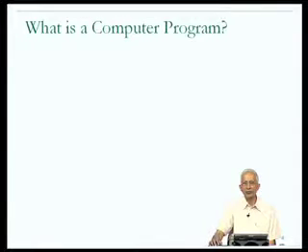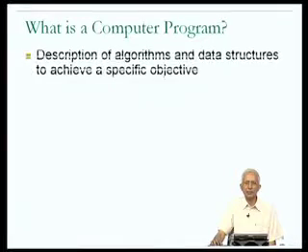Let me start with a somewhat basic question, so there's no doubt in anyone's mind about what I mean by a computer program. So what is a computer program? In a course on programming, or the first course in computer science that you take, you will be told that a computer program is a description of algorithms and data structures to achieve a specific objective. So you write a program with some objective in mind. For example, you may be writing a program to multiply 2 matrices. That could be the specific objective.